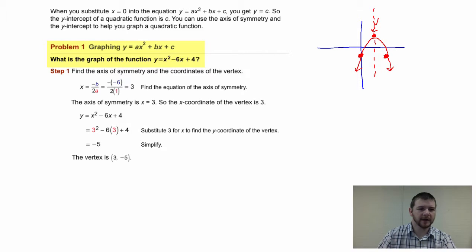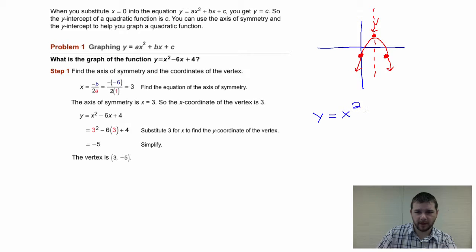Example problem 1, graphing y equals ax squared plus bx plus c. What is the graph of the function y equals x squared minus 6x plus 4? Well, step 1, find the axis of symmetry and the coordinates of the vertex. I would just call that step find the vertex. Along with the vertex, as you'll see, you likely already know, comes the axis of symmetry. So find the vertex, step 1.